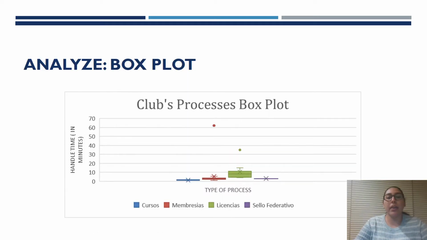Here you can see the box plot tool, and with this we were able to see the distribution of the process in the office and see that in effect the steps that take the most time to handle were the membership and the licenses.